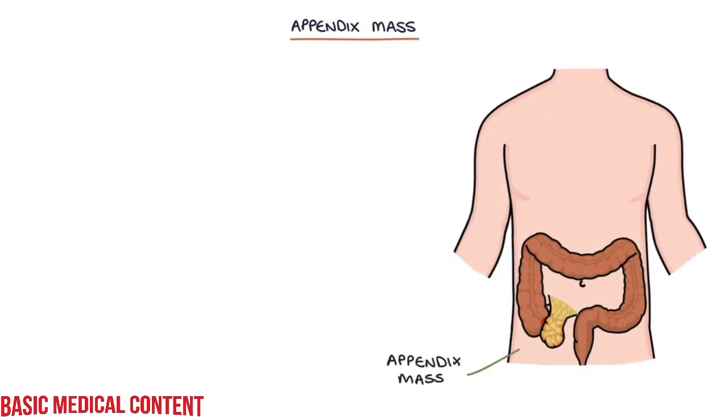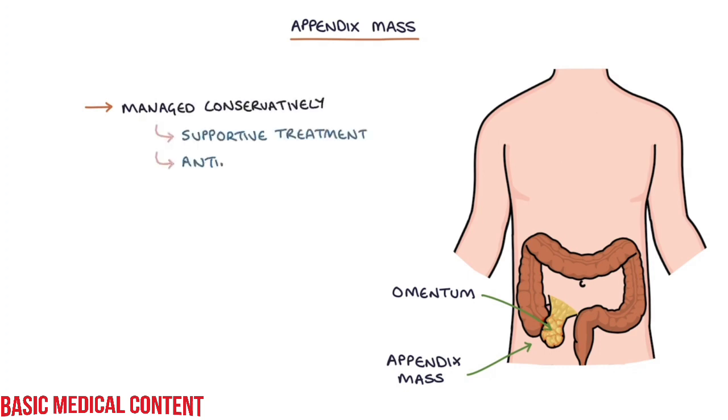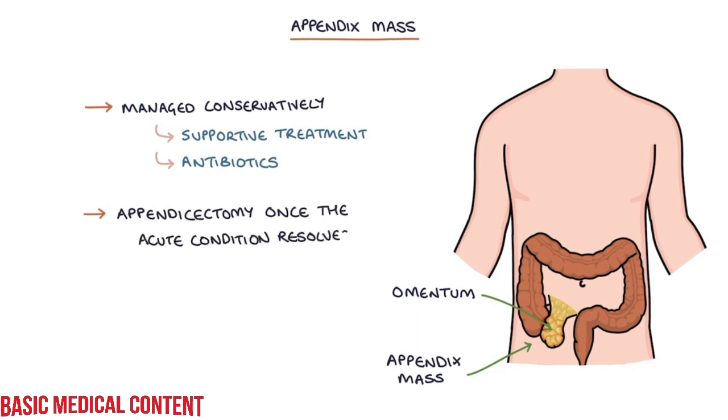Let's talk about appendix mass. An appendix mass occurs when the omentum surrounds and sticks to the inflamed appendix, forming a mass in the right iliac fossa. This is typically managed conservatively with supportive treatment and antibiotics, followed by appendicectomy once the acute condition is resolved.